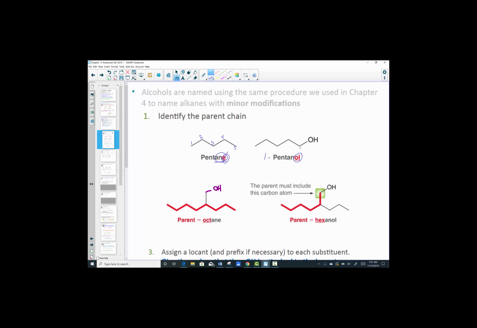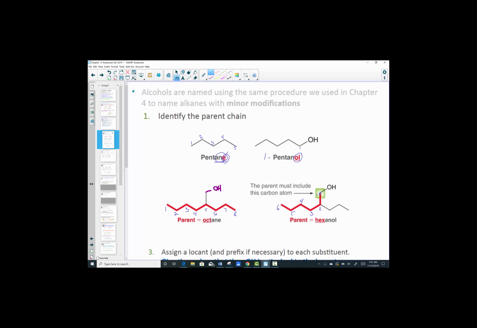Now, in this example, it's emphasizing that the parent chain must include the hydroxyl group. And so if I were to number this particular carbon chain, I can see that there are 8 carbons. However, I also understand that the rule says I must have the hydroxyl group in that parent chain no matter how long the other direction might be, and I have to make it the lowest number possible. So when numbering the carbons in this example, the hydroxyl group carbon, number 1, gets priority.